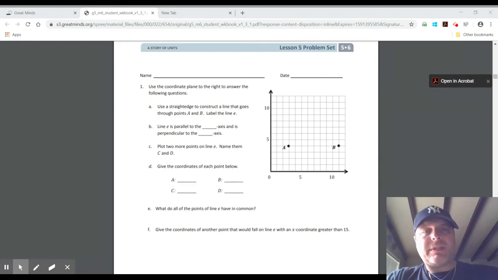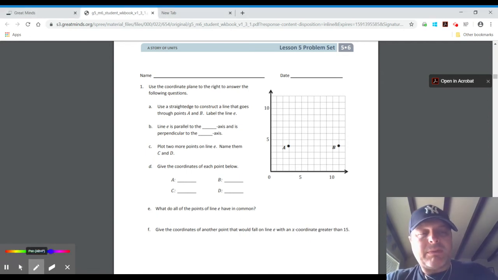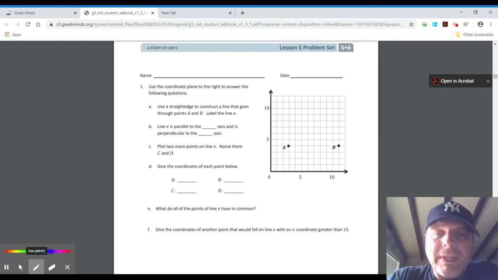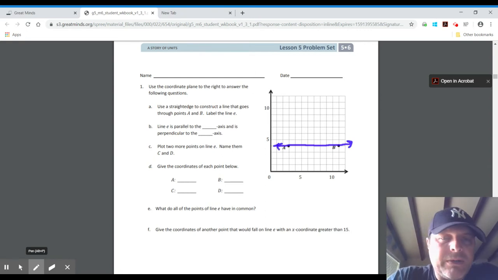First, it says you just use a straight edge to construct a line that goes from point A to B. So you're going to just draw a line. Let me get my pen out. I'm going to do blue. It's going to be construct a line. A line goes on forever in both directions, so let's just do the best we can. And there you go. Here's a line, with two arrows on the ends.